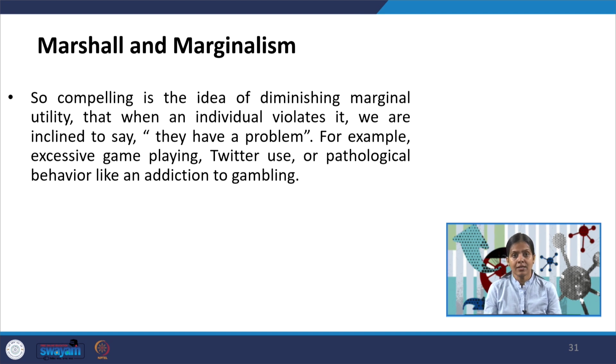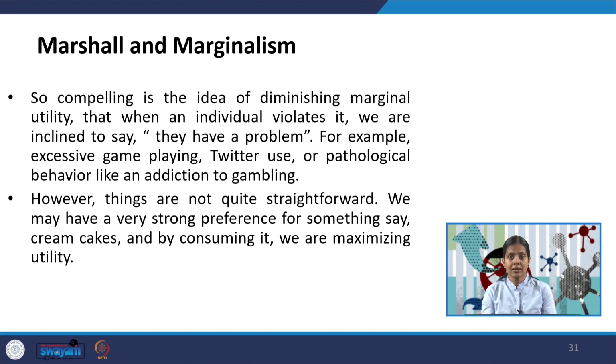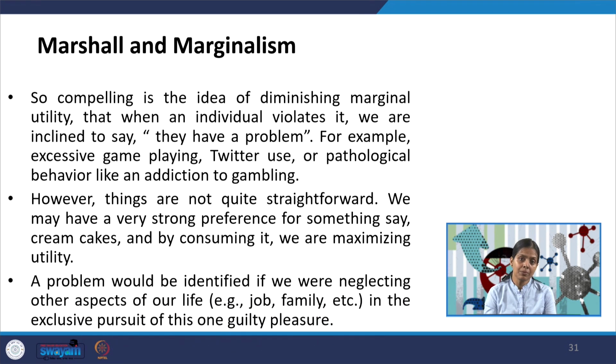So compelling is the idea of diminishing marginal utility that when an individual violates it, we are inclined to say they have a problem. For example, excessive game playing, Twitter use, or pathological behavior like an addiction to gambling. These are actually, from the rational perspective, problematic behavior, but they are abundant around us. So, things are not quite straightforward. We may have a very strong preference for something, say cream cakes, and by consuming it we are maximizing utility. A problem would be identified if we are neglecting other aspects of our life, for example job, family, etc., in the exclusive pursuit of this one guilty pleasure.